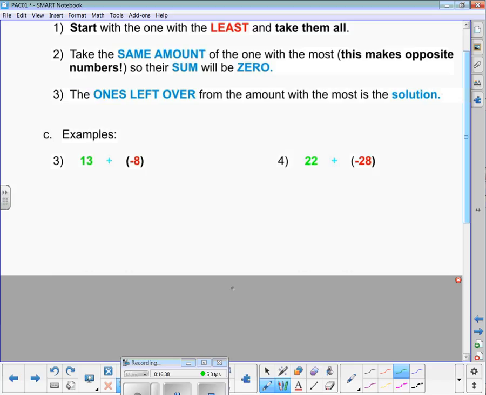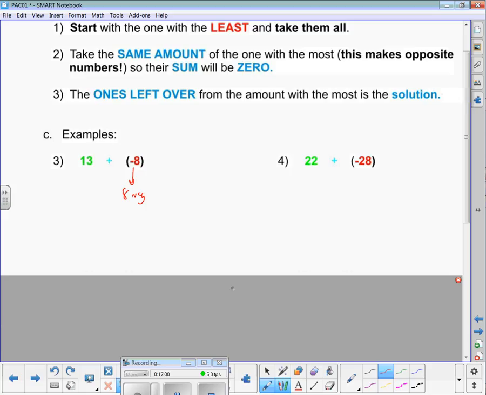All right. So let's look at example number 3. So somebody tell me how to start number 3. Brendan? All right. So I'm going to bring down all of the one with the least, and that's 8 negatives. And so I do 8 NEG, right? We're still saying NEG and POS. That's how you start. Take all of the one with the least.